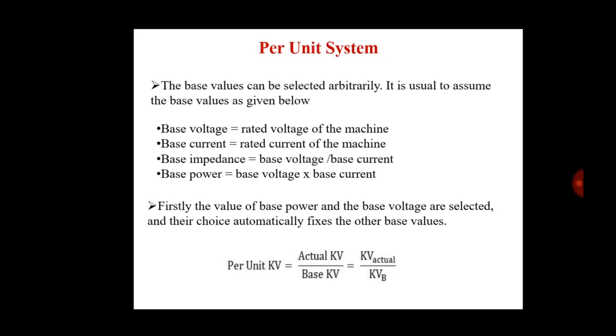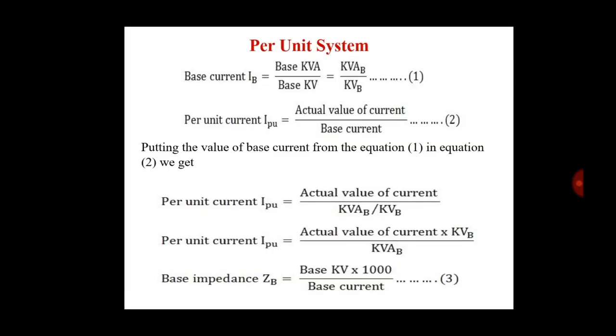Now per unit kilovolt is equal to actual kilovolt divided by base kilovolt. We write it in the form of kV actual and kV B, where B means base. Next is base current IB. What is base current IB? It is equal to base kVA divided by base kV. The kV cancels, so here we select the base current. That means kVA base divided by kV base is the base current. Give this equation number 1.